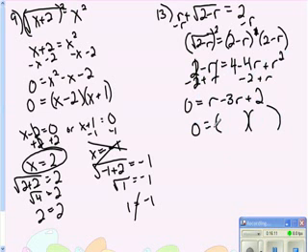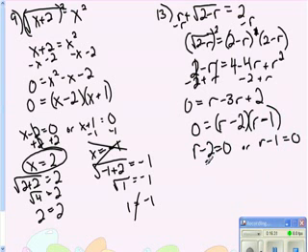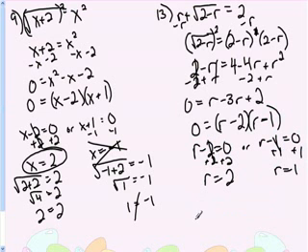Again, now I need to factor. Obviously, I need a negative and a negative to get a negative in the middle, and a positive here. So it's got to be negative 2 and negative 1. So that means either r minus 2 equals 0, or r minus 1 equals 0. Add 2. R equals 2. Add 1. R equals 1. Now I need to check both of those answers.